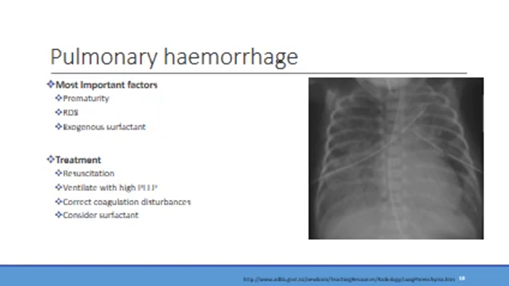The treatment again reverts to resuscitating the baby well, to ventilate the baby with high positive end expiratory pressures to try and tamponade the bleed, to correct coagulation disturbances, and because the blood can also inactivate surfactant, one can then paradoxically again administer surfactant to try and improve oxygenation.